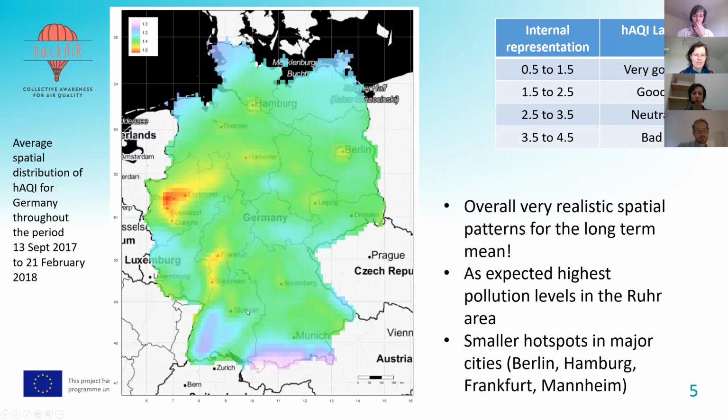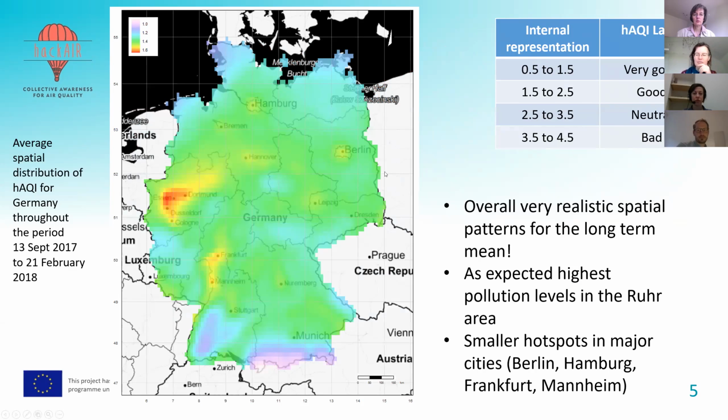Interestingly, you do not see a hotspot in the Stuttgart area, which is always a hotspot for particulate matter. I'm not entirely sure. It could be related to the spatial scale that we use here, that these really localized air pollution problems that Stuttgart has do not show up in this type of map. But overall, we get very realistic spatial patterns for the long-term mean. The highest pollution levels are in the rural area over the long term, and we see the smaller hotspots.